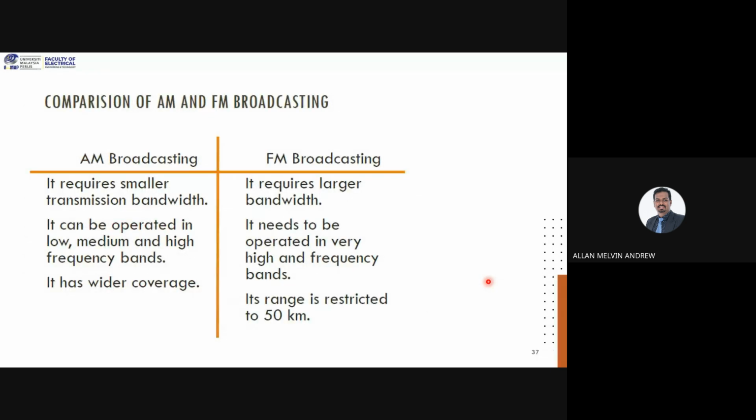Okay, some comparison between amplitude modulation and frequency modulation broadcasting. For AM, it requires a smaller transmission bandwidth, much smaller than FM, because FM deals with megahertz or gigahertz, but here it's only hertz to maybe megahertz, so it's a much smaller bandwidth. And AM can be operated in the low, medium, and high frequency bands.